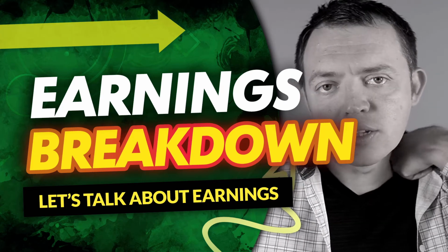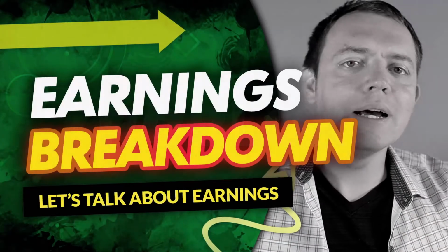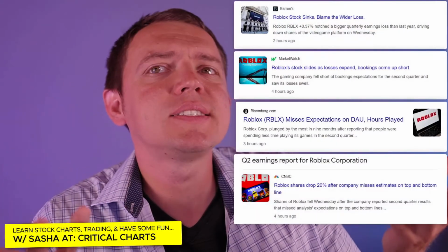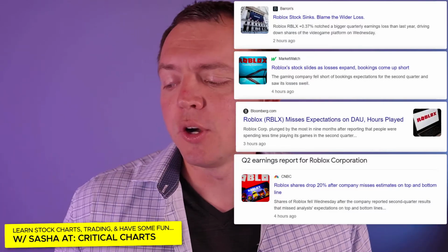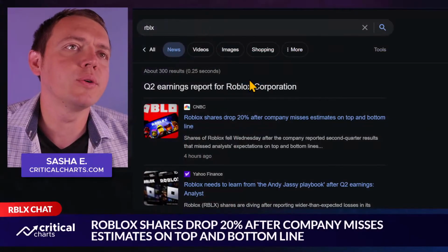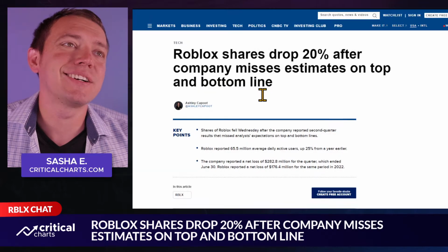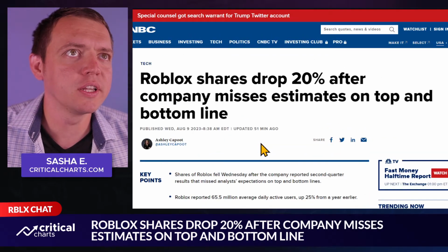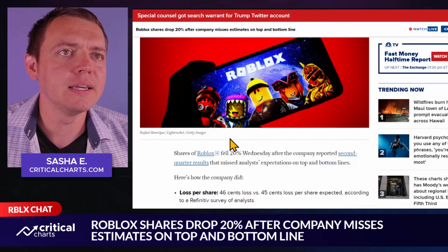Today we're going to take a look at Roblox. Roblox is not doing so well right now. Overall, the company's struggling at the moment. If we take a look at some of the news happening, it sank about 20%. The company basically dropped 20%, so it's falling quite heavily in the hours.